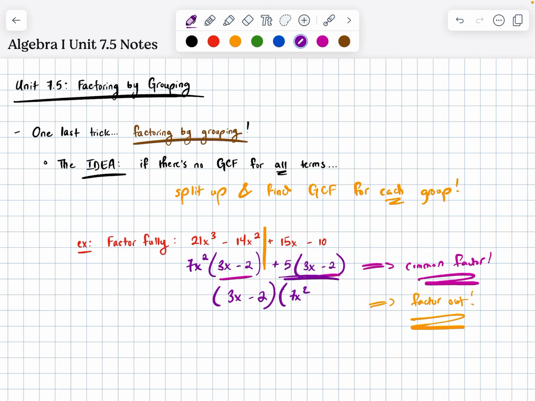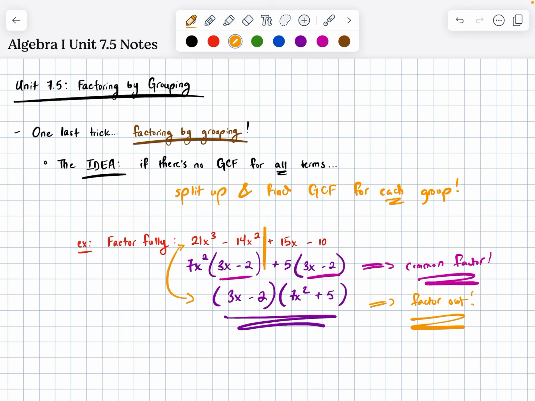And if I take the 3x minus 2 away from the second term, that just leaves me with the positive 5. If you don't believe me, I want you to pause the video and work this back out. It so happens that we have just found the factored form of our original polynomial. This is how we factor by grouping.